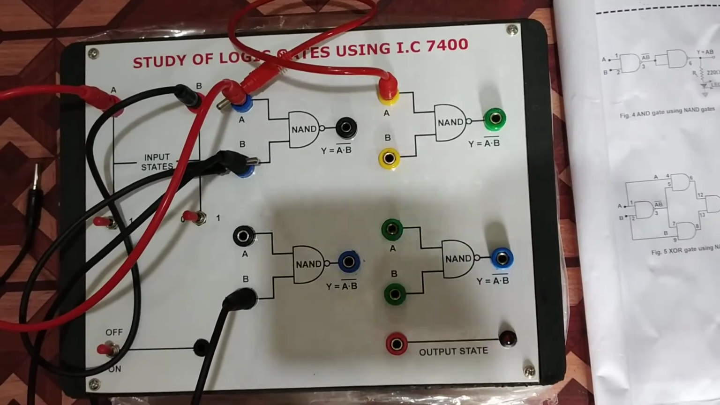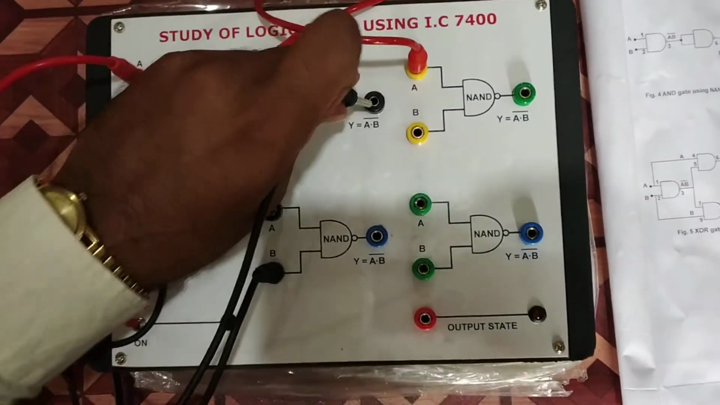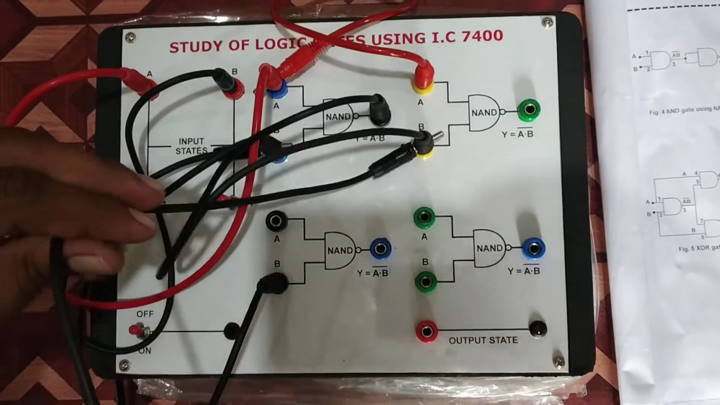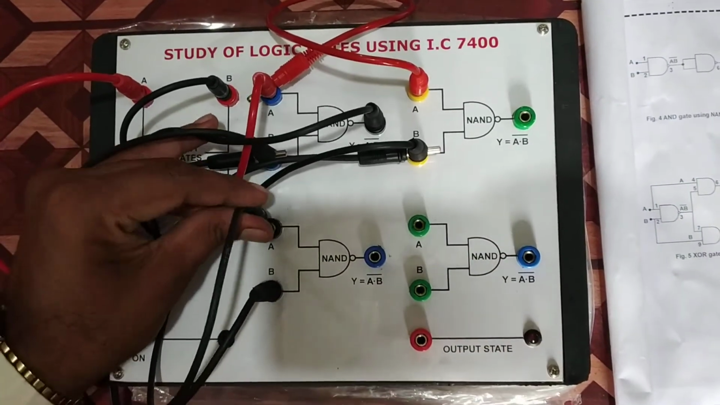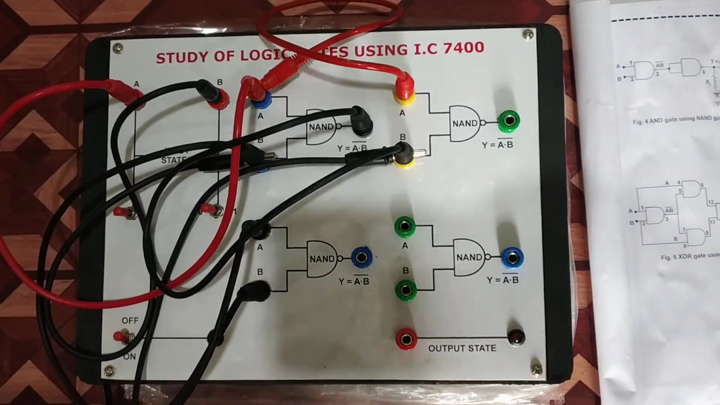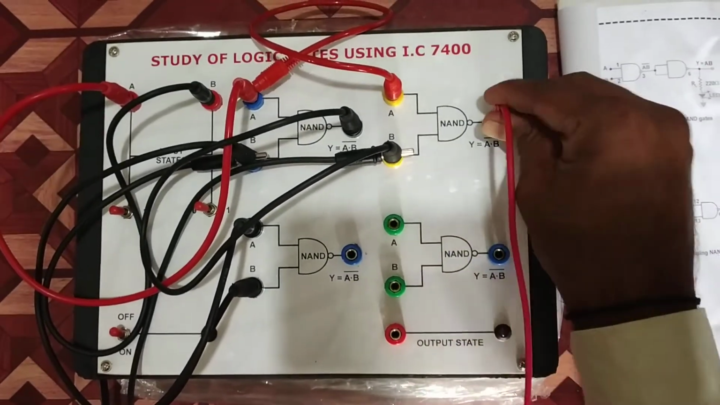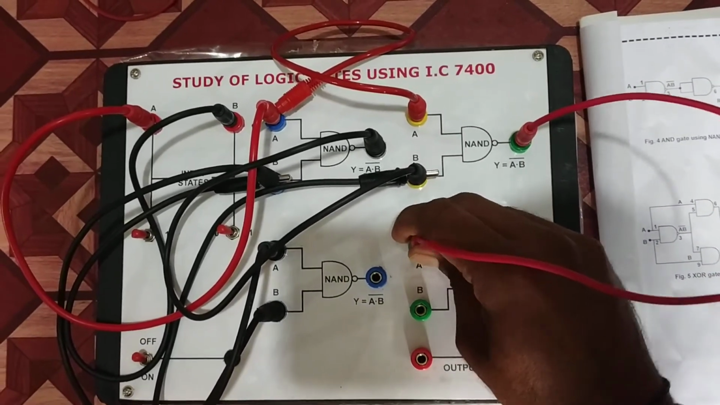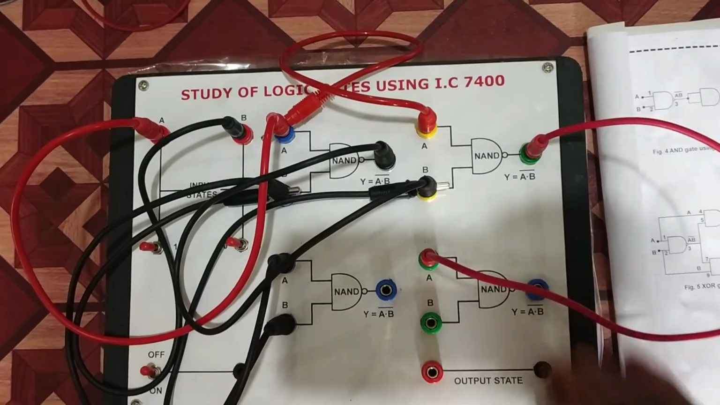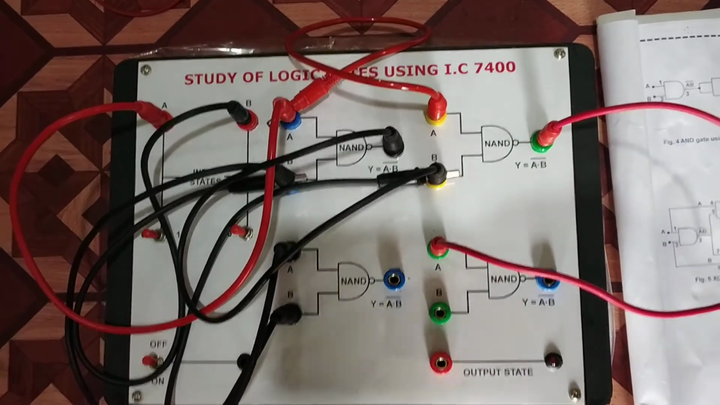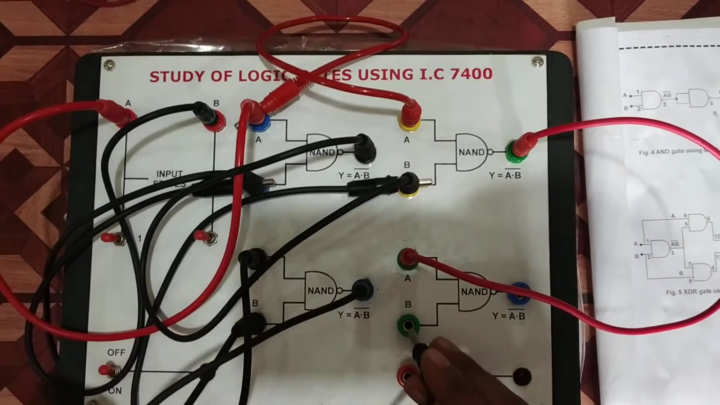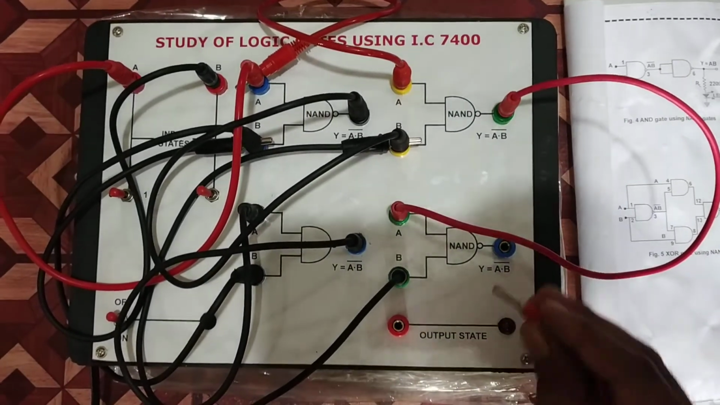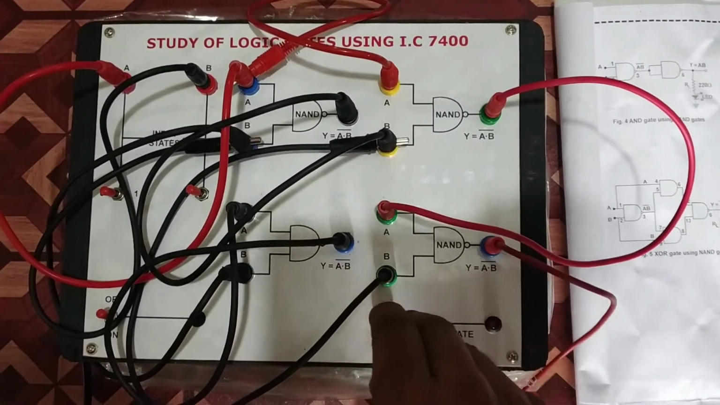After that, you have to connect the output of this NAND gate to the input of this NAND gate B and the input of the NAND gate A. After that, the output of this NAND gate is connected to A, and similarly this NAND gate's output is connected to the input of the NAND gate. Finally, connect the output of the NAND gate to the output socket.